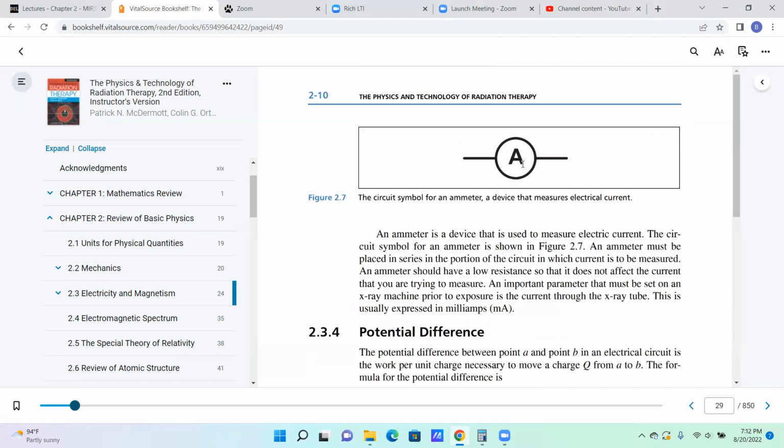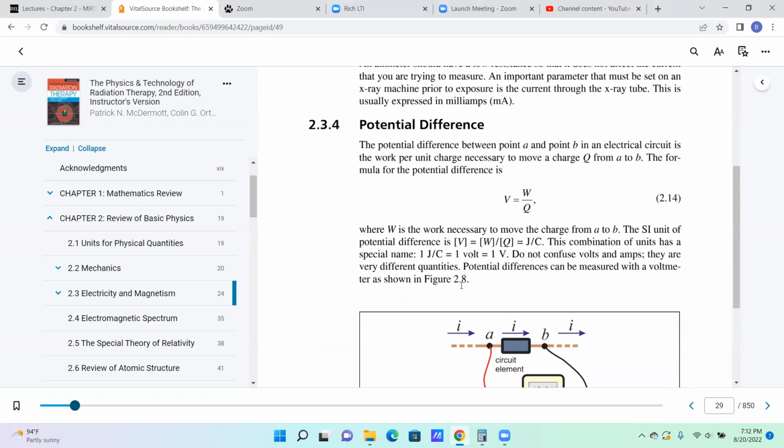This is a symbol for an ammeter, and it's a device that measures the amount of current that goes through. And you can, again, you see the symbol there. It must be placed in series in the portion of the circuit in which current can be measured. An ammeter should have a low resistance so that it doesn't affect the current that you're trying to measure. An important parameter that must be set on an X-ray machine prior to exposure is the current through the X-ray tube, and that is represented in milliamps.